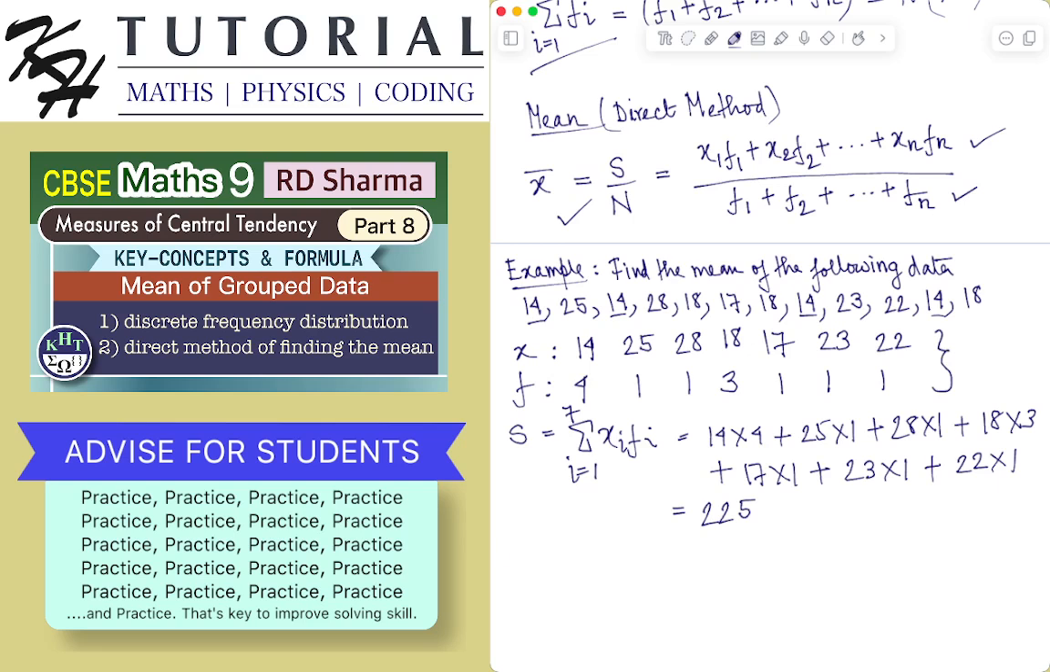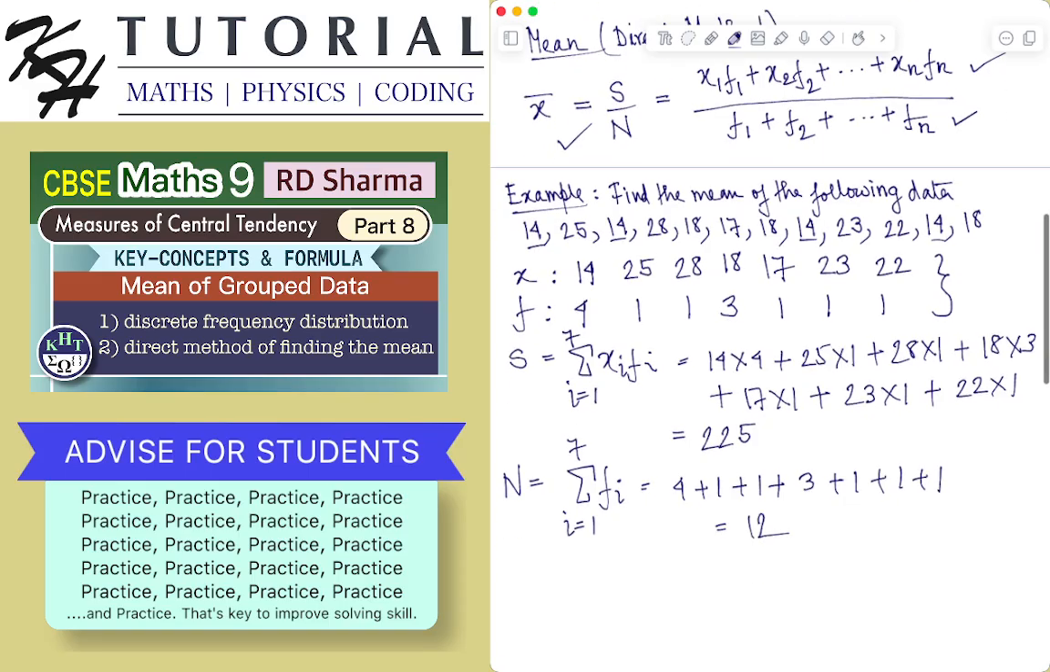Now what will be the total number of observations? It is the summation of the frequencies. So summation of fi, i from 1 to 7, which will be 4 plus 1 plus 1 plus 3 plus 1 plus 1 plus 1. This is equal to 12.